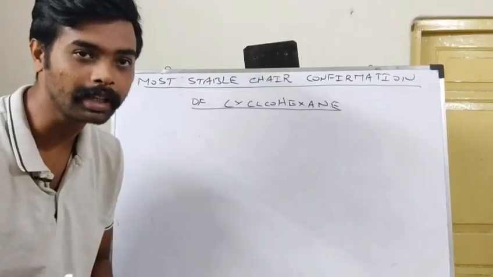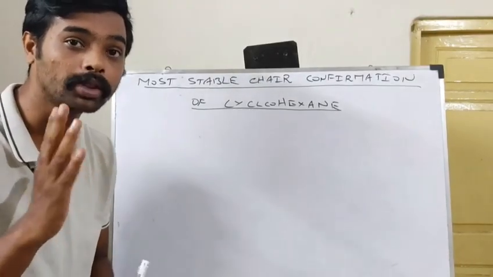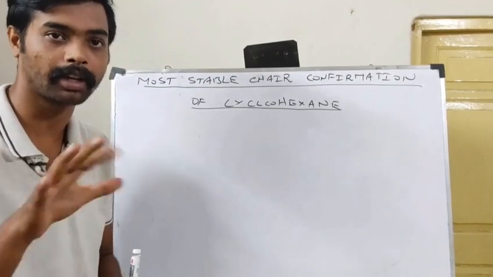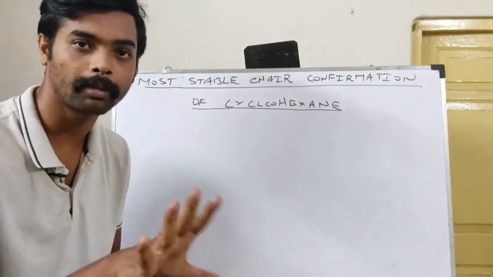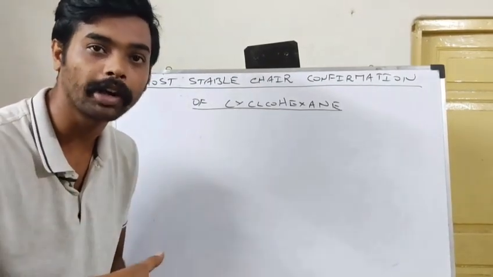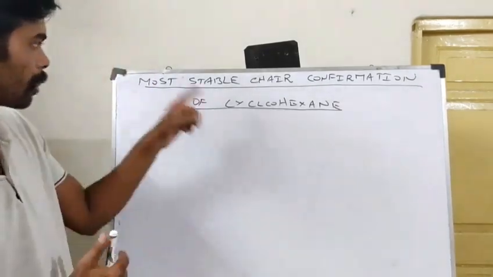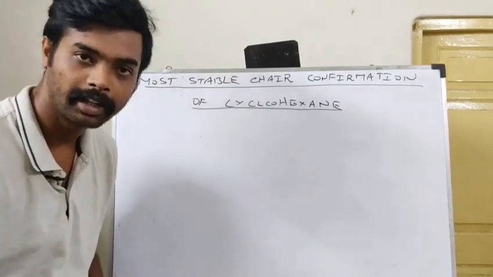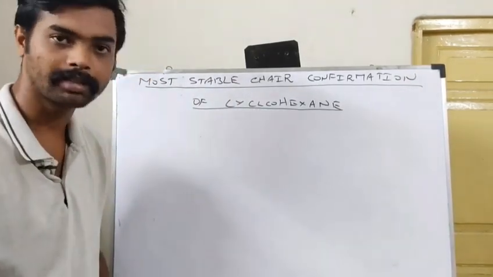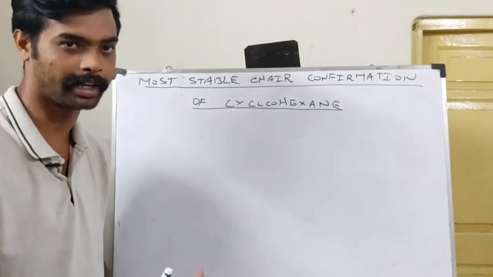So today we are going to see how we are going to generate the most stable chair conformation. If I give you cis and trans of one particular molecule of cyclohexane, how am I going to get the most stable chair conformation from that? So that's the topic today, most stable chair conformation of cyclohexane. For this purpose, again we'll take some examples and we'll try to work it out.